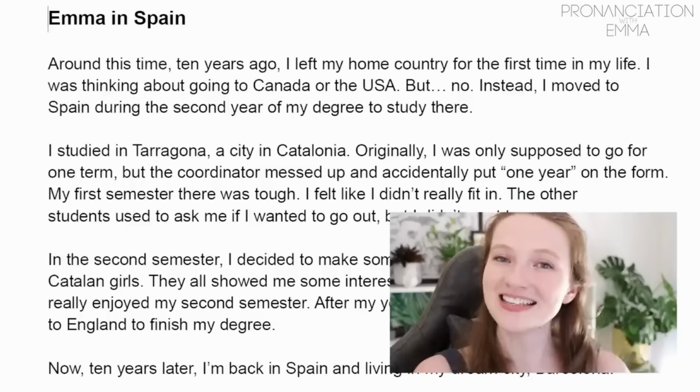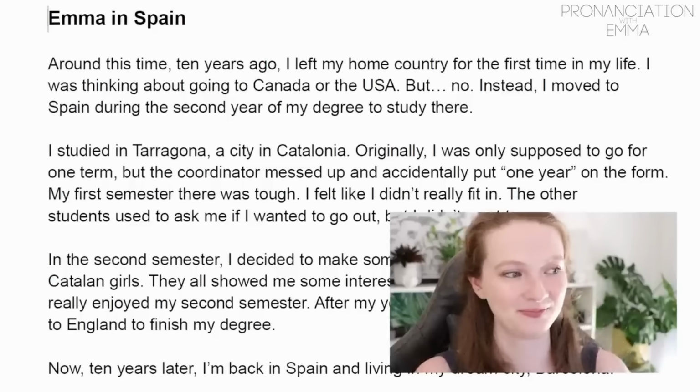Feel free to also use this as a shadowing activity, so you can listen, pause and repeat, or you can listen and repeat and follow the text without pausing, whatever you want to do. So let's get started with reading it.